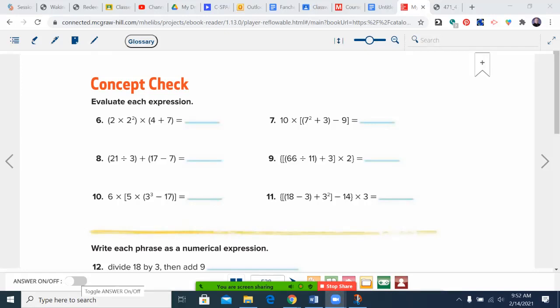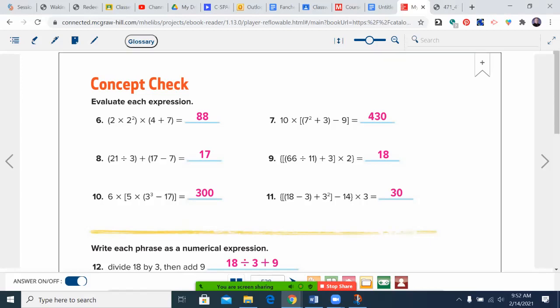All right, welcome back. Let's see how you did. And we had 18 minus 3, which is... make sure I got that right. 15, sorry. I multiplied or divided. Oops. So we have 18 minus 3 is 15, plus 9 is 24, minus 14 is 10, times 3 is 30.